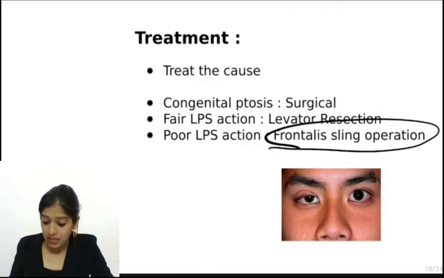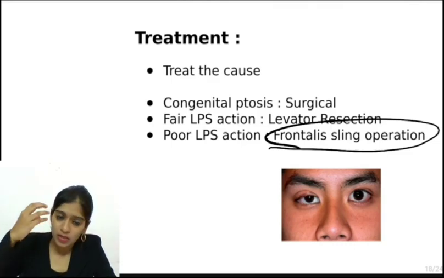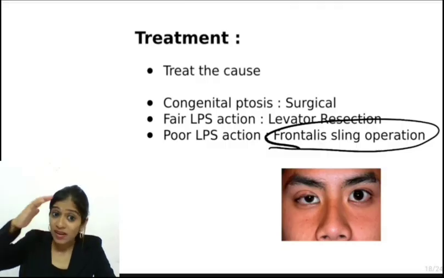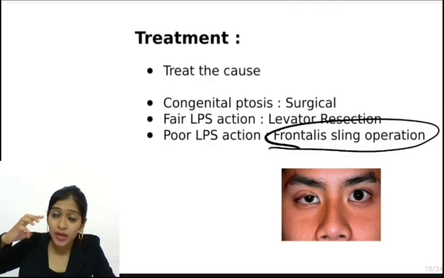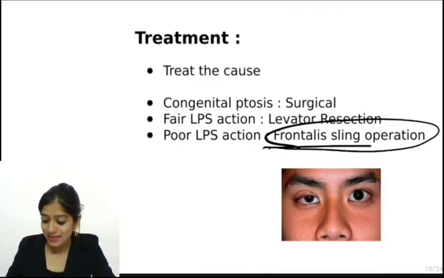Now here, in the frontalis sling operation, nothing we do on the LPS will help, because that muscle itself is very weak. So what we do is, we connect the frontalis muscle to the upper eyelid. When the patient raises the eyebrows, the eyelid also gets lifted up. So that is the frontalis sling operation.